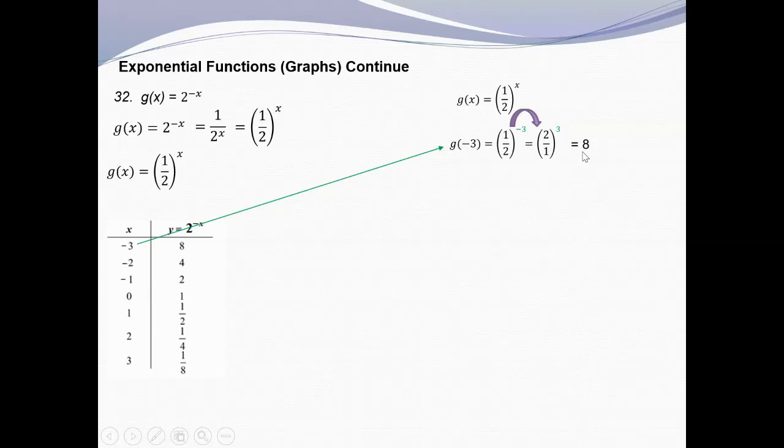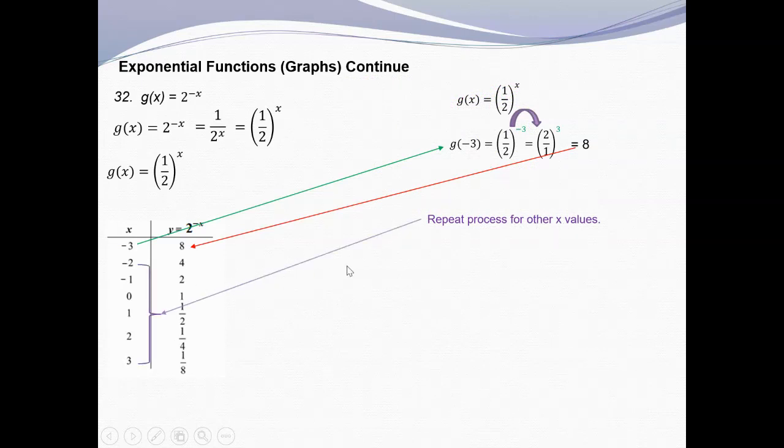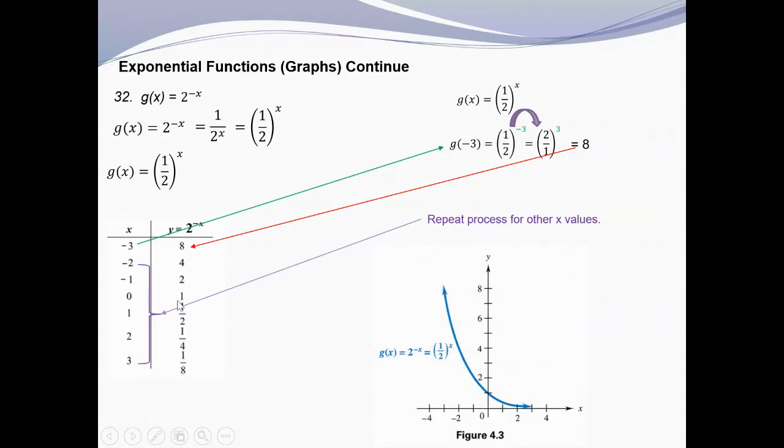The answer is 8. Right? And then we repeat the process for the other x values, and we keep getting the same thing, right? So if it's -2, it's going to be 4, and so forth. So this is my graph. It starts high and it begins to get low as the x's become positive.